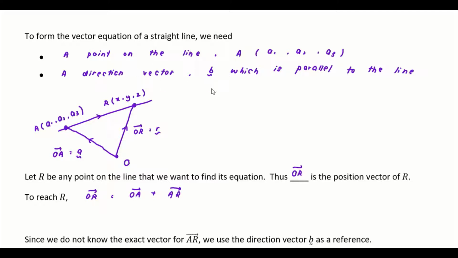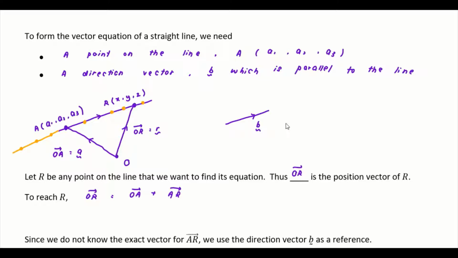So the direction vector must be a line that is parallel to the line that we want to find. So for example, this is my B. As you can see, it's parallel to the line of AR. But then why is it called a direction vector? Let me try to explain it with another color here. Just now we said that R is a general point on this line, which means R can be here, it can be here, or even if I expand this line, then R can be here as well, because it's a straight line. So R is any point on this line. It can be any coordinate of x, y, z.